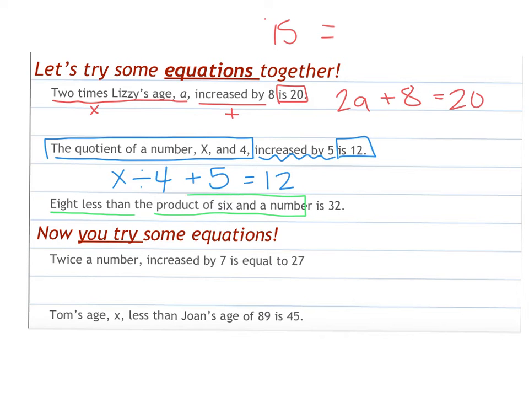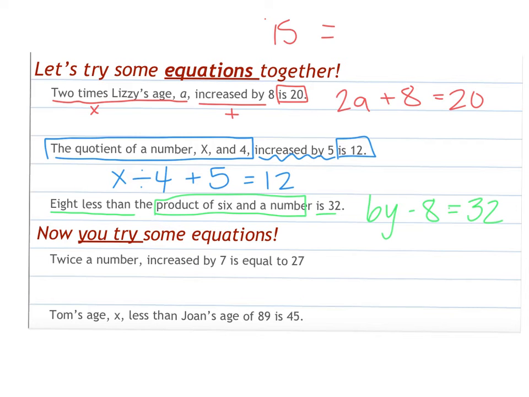Product of 6 and a number is 32. So product meaning multiplication, so I'm going to just use the letter Y. 8 less than, so that means we're subtracting 8 from that. And that is 32, so that equals 32. Okay, a couple for you to try. Pause and try them on your own.